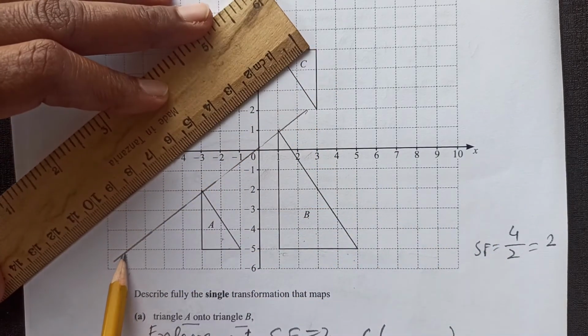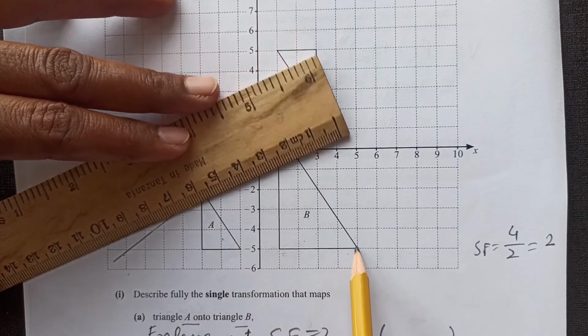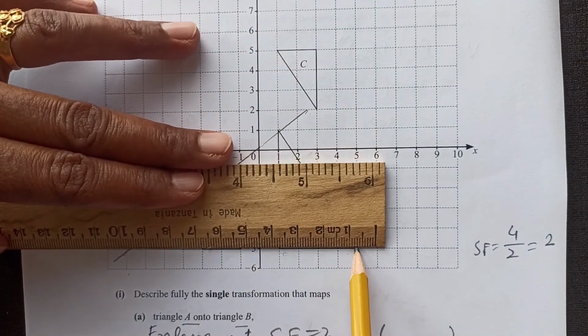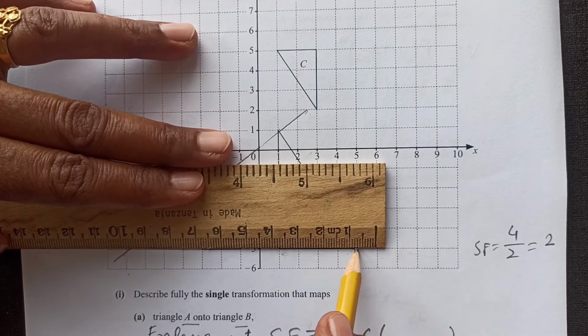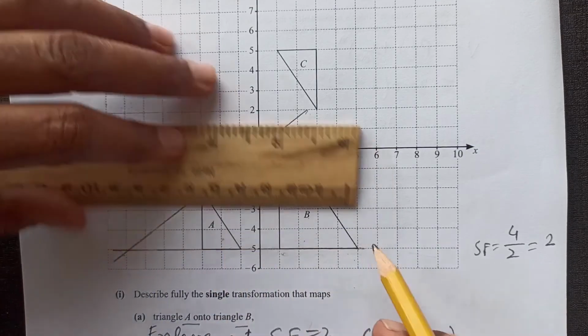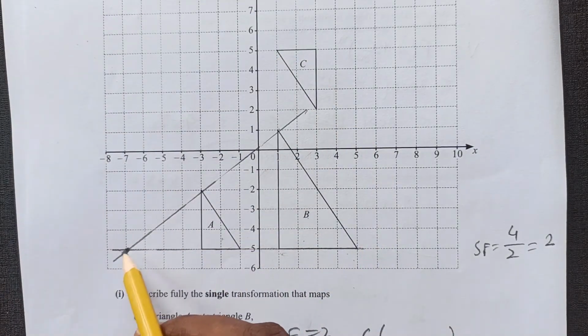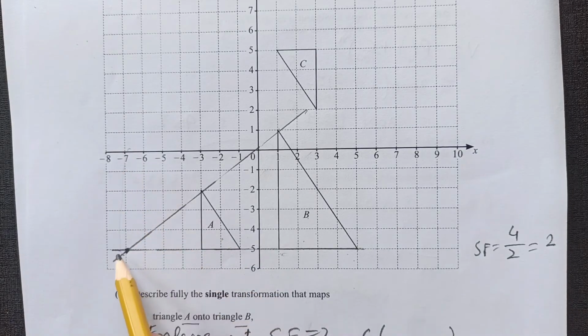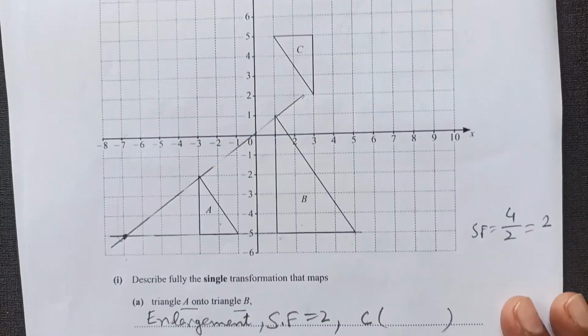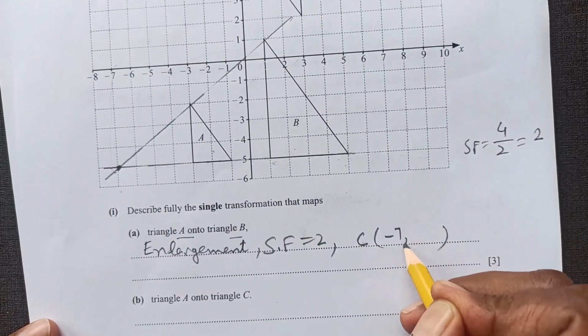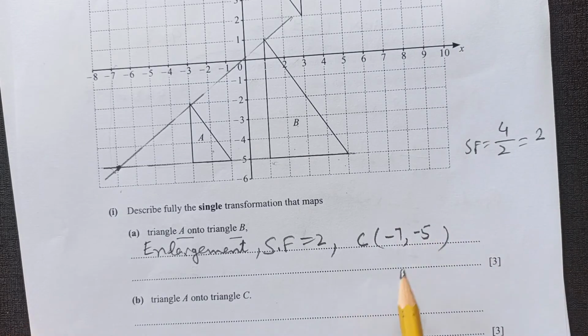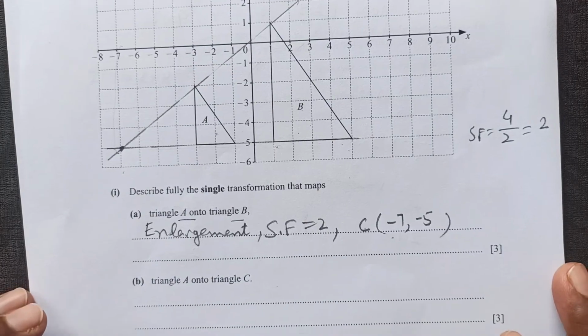So they are coming at this point, so we can choose another one. If you choose this one here, both vertices are coming on the same point, so that means this is the scale factor, which is -7 and -5. So the scale factor will be -7 and -5. First we write down the x coordinate, then the y coordinate, right?